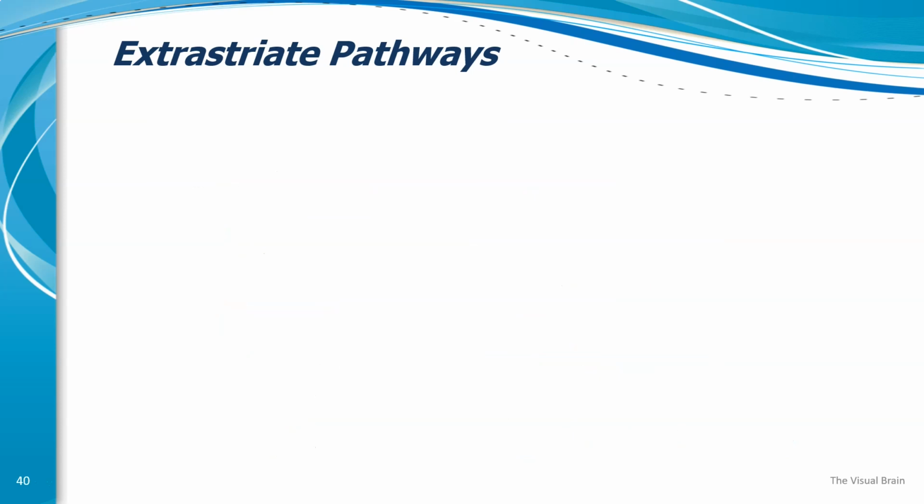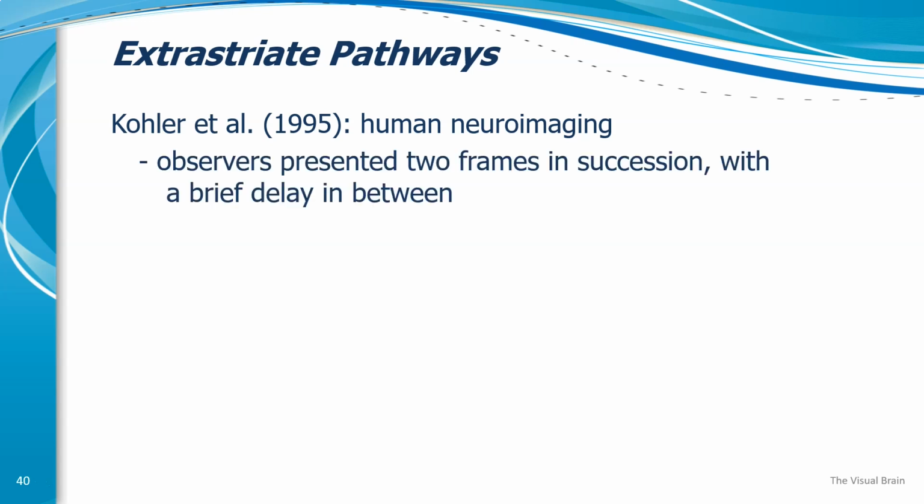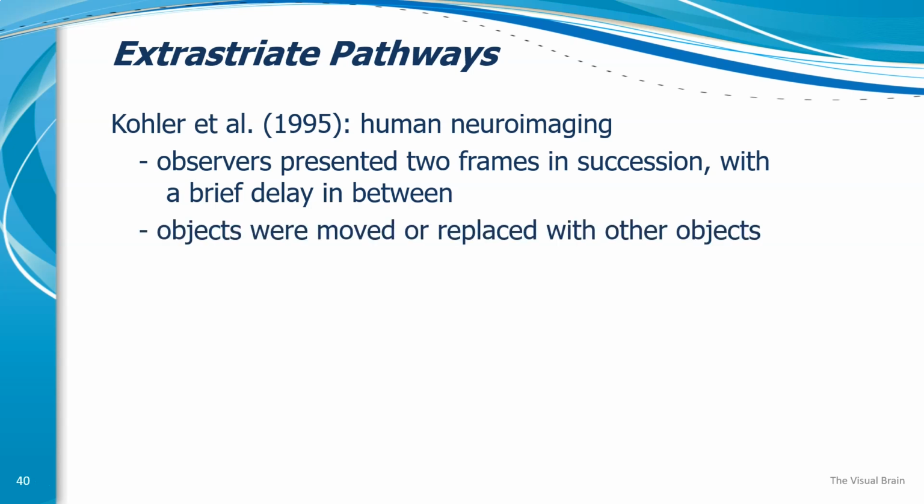Okay, well that's monkeys and cutting out chunks of their brain. How about humans? No, we're not going to be cutting chunks of human brains out, but we can do neuroimaging of human beings. Okay, so in this study, people were shown 2 frames. I'll show you an example coming up in a second, so I'll come back to this. There was a brief delay in between. The objects shown in the first frame were moved or replaced with other objects. Now, using the same 2 frames, you can ask 2 different questions, which is really great.